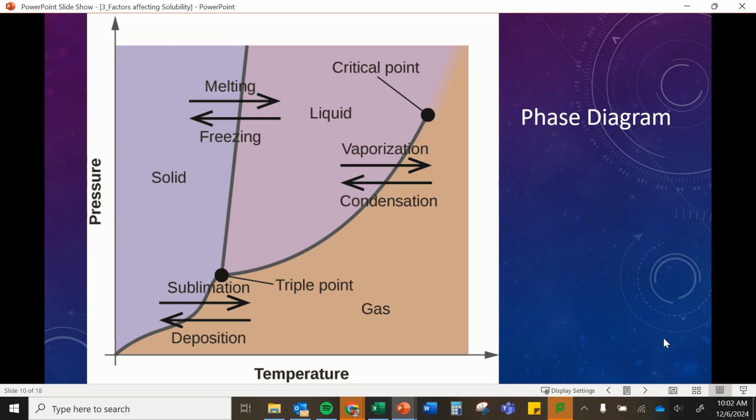Okay, remember we looked last unit at our phase diagrams. So we can continue to look at this with our gases here. If we look at our gases, if we're decreasing the pressure, it's making it more like a gas. If we increase our pressure, it's going to make it more like a liquid and therefore stay in solution better.